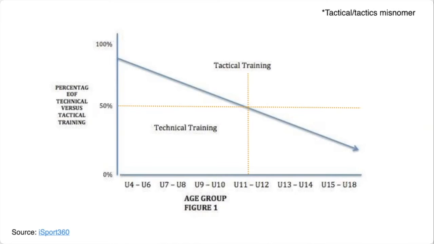So basically, I was going to put something together on my own, but I did discover that this existed on the internet. The source isn't 100% credible, it's iSport360. The idea here is that on your y-axis, you've got the percentage of technical versus tactical training, and on your x-axis, you've got the age group. Essentially what appears under this blue line is technical training and above is tactical training. So you can see right up until about U11, technical training takes the bulk of the time, and then after U11, tactical training actually takes over.